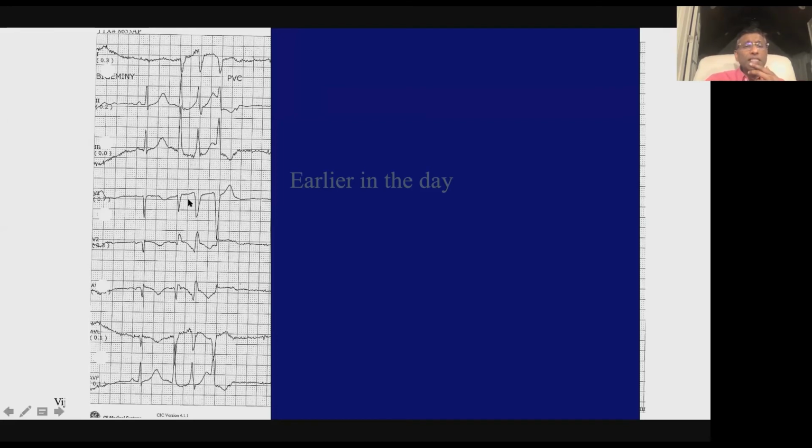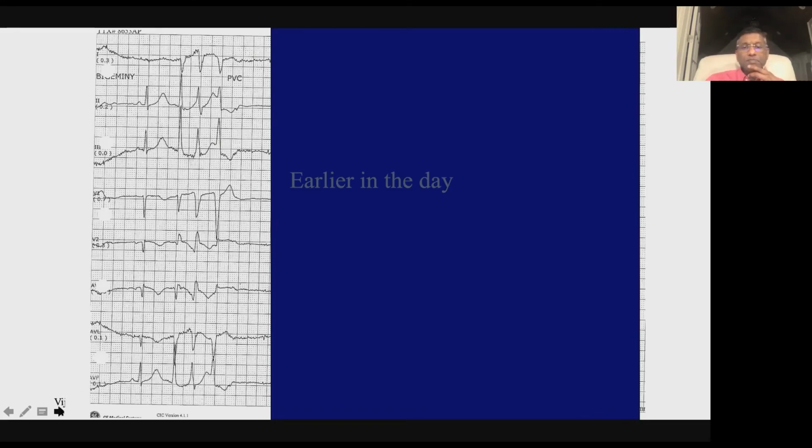The only other thing I'd comment on, there looks like a little bit of variation between these 3 beats. Something weird going on here. They all look slightly different. So a little short run of VT.